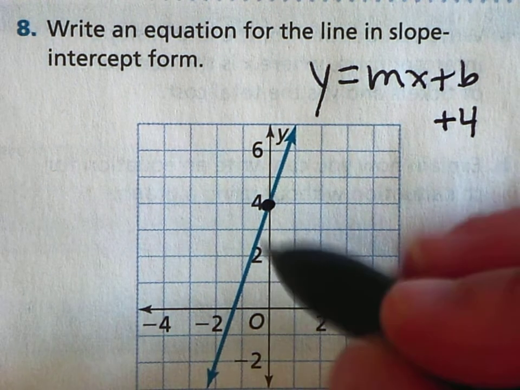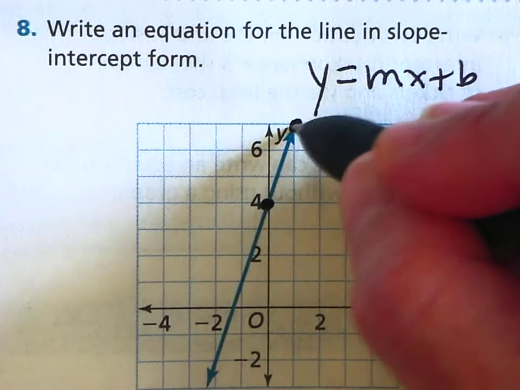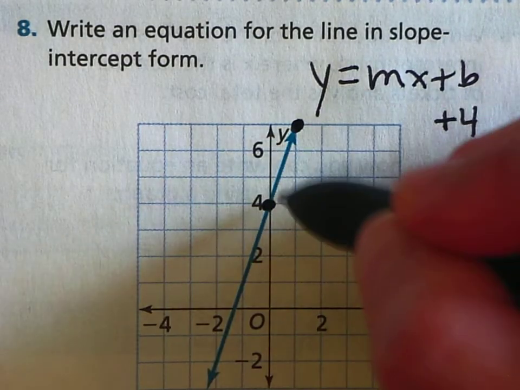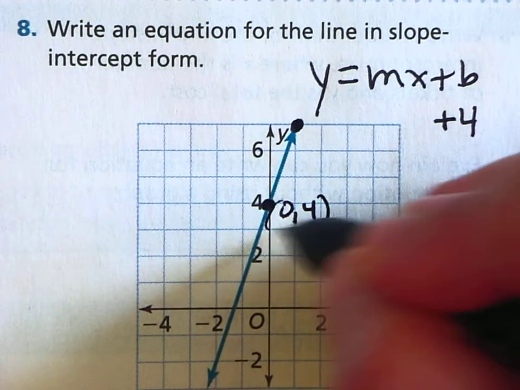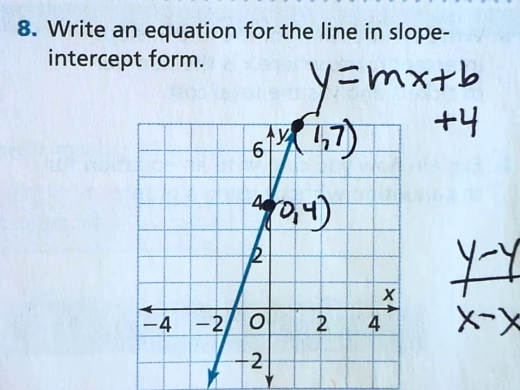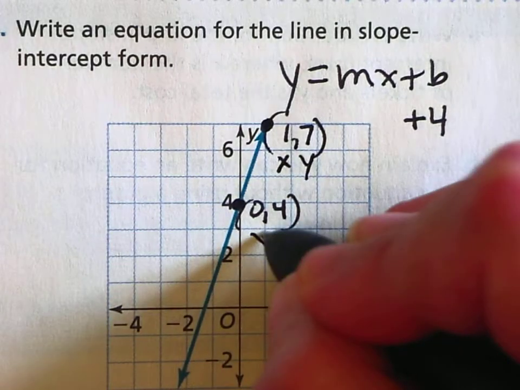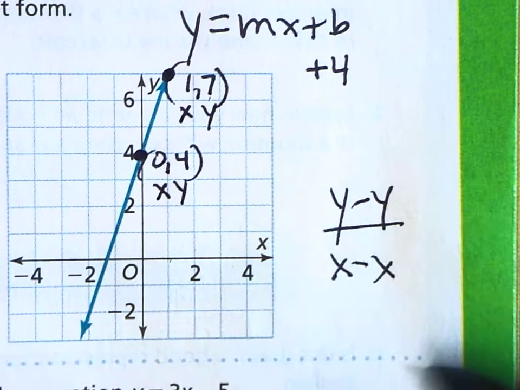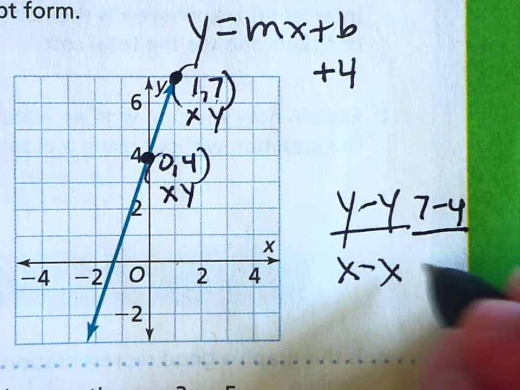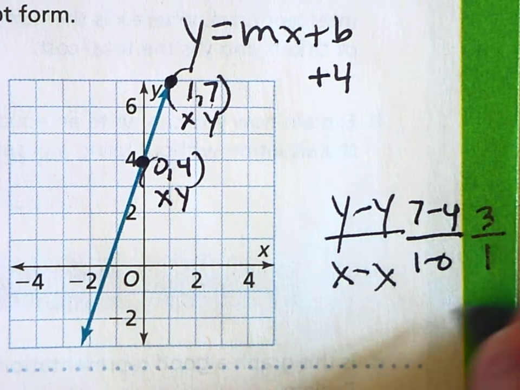Now, let's use, you know what? Let's use y minus y over x minus x. Let's find 2 points on the line. This is 0, 4, and this is 1, 7. This is for those of you that are confused by rise over run. So x, y, x, y. My y numbers are 7 and 4, so 7 minus 4. My x numbers are 1 and 0, so 1 minus 0. 7 minus 4 is 3, 1 minus 0 is 1, and 3 over 1 is 3.